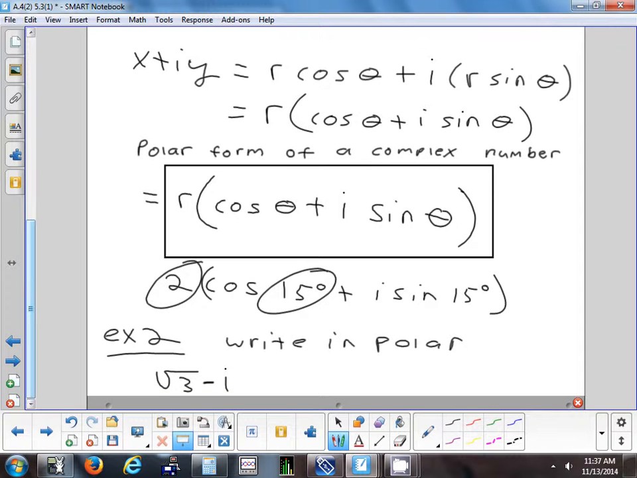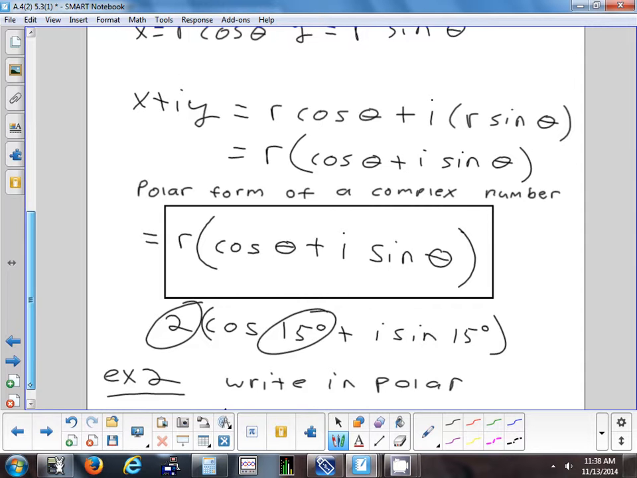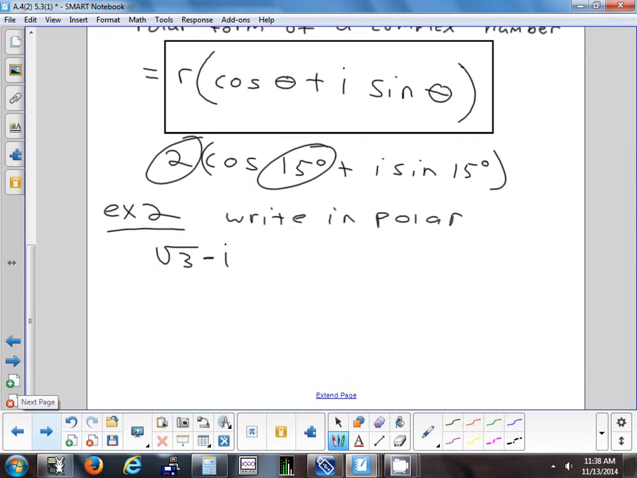All right, so let's try this one. Square root 3 minus i. All right, so that's rectangular form. The real part is square root 3. What's the imaginary part? It has to be a number, but there's no number in front of i written down. Is it one? It's 1. So if you want to think of this as 1i, you can do it that way.